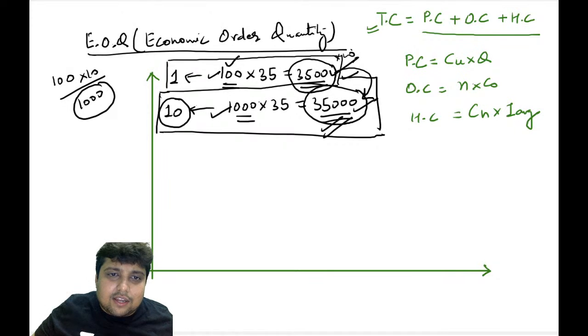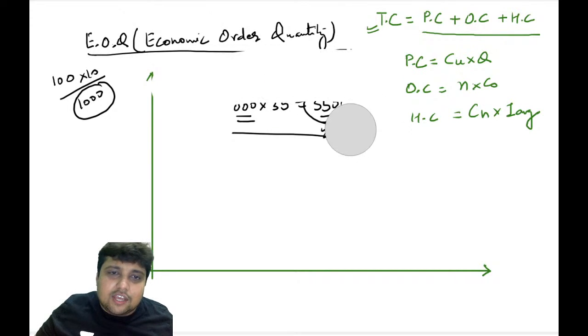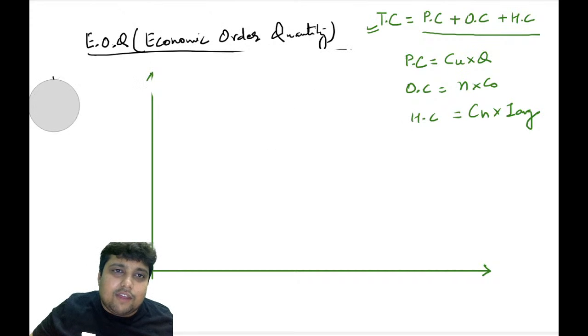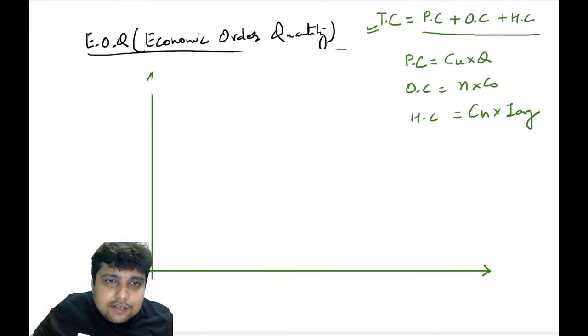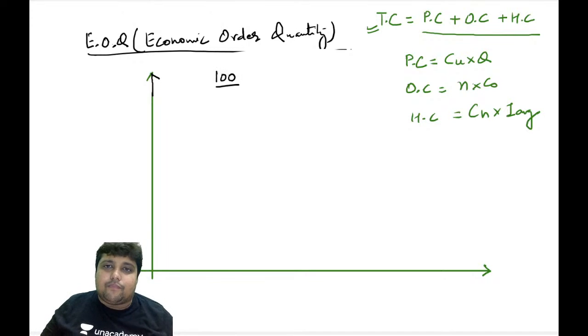Let me use an eraser and erase this part. I hope you might have understood what I am trying to say here. Now, listen to me very, very carefully. Now, let's say I order 100 packets of Maggi in a month.